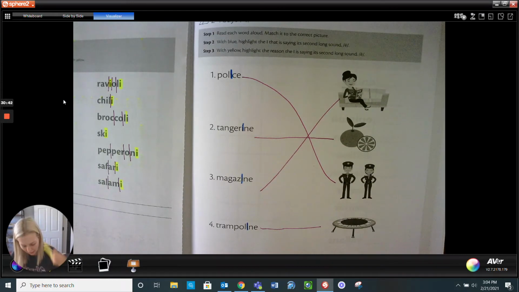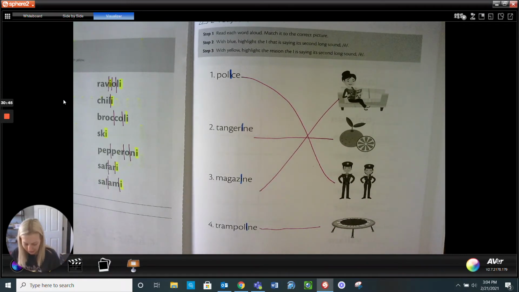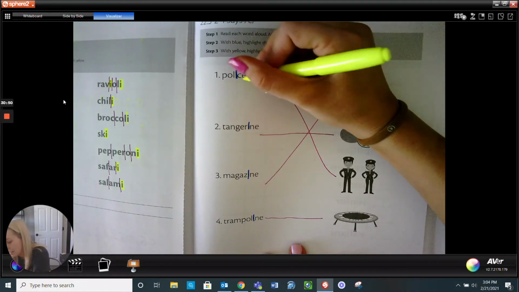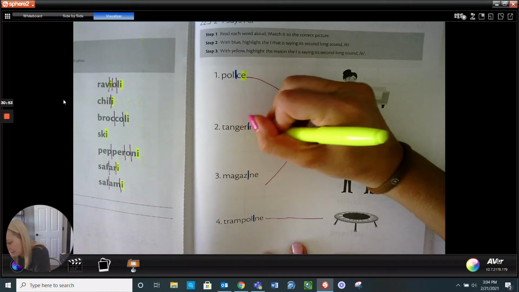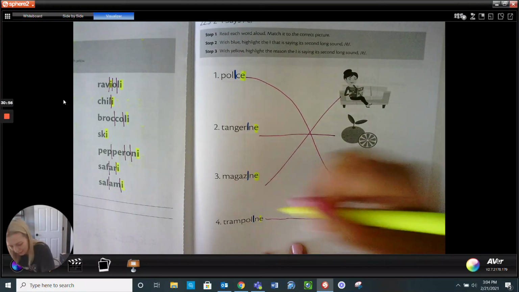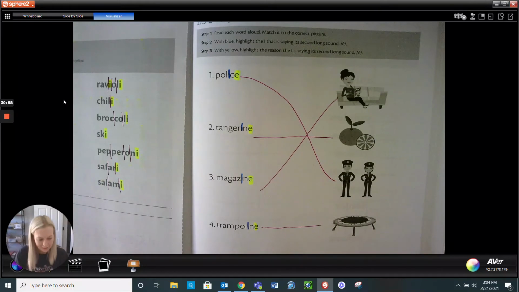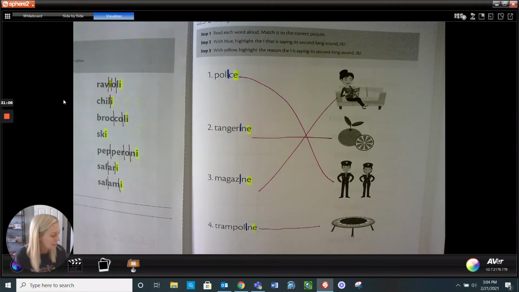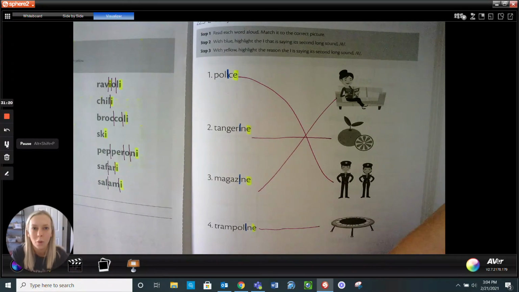And then with yellow, highlight the reason that I is saying its long sound. It's because of that silent final E. The vowel says its long sound because of the E. Remember that? That is spelling rule 7.2, which says I may say E with a silent final E at the end of a syllable and at the end of foreign words. Let me show you that card.